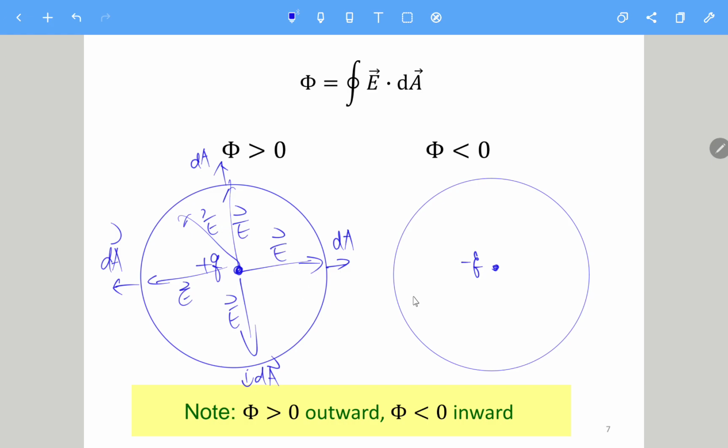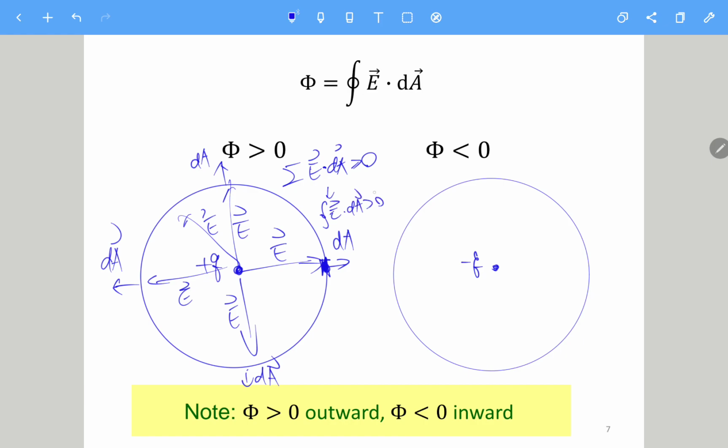You can see, for example, for this part, E and dA are pointing in the same direction. E dot dA should be larger than 0, as much as they're pointing in the same direction. Cosine of theta, cosine of 0 degrees, should be 1. So all the E dot dA over this surface should be positive. When you add up all of them, it turns out to be a surface integral.